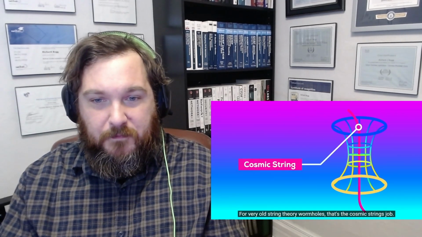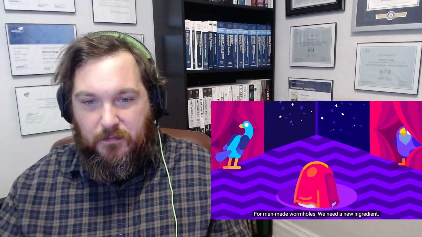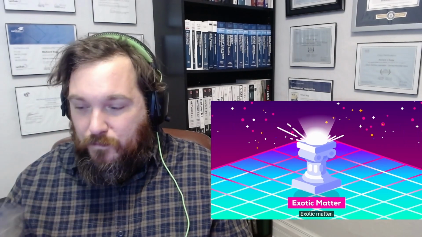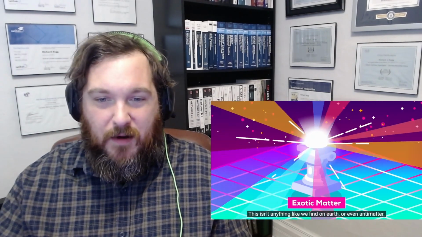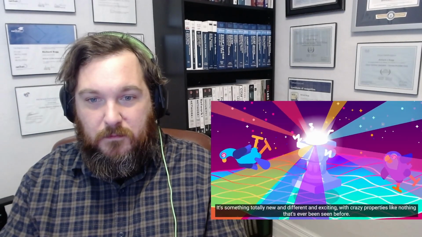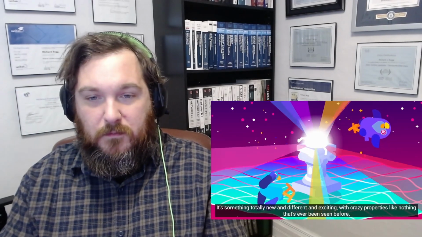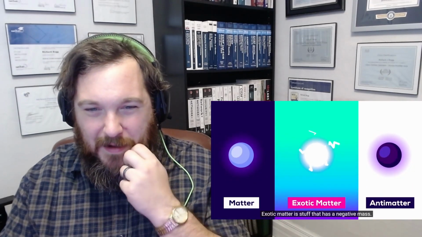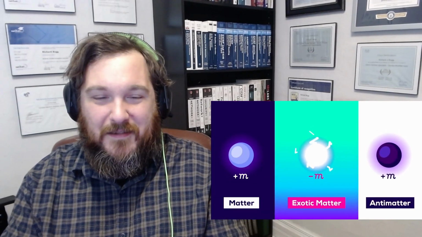Wormholes, that's the cosmic string. Or comes in, rather? For man-made wormholes, we need a new ingredient. Exotic matter. Is this exotic matter we find on Earth, or even antimatter? It's something totally new and different and exciting, with crazy properties like nothing that's ever been seen before. Exotic matter. So it probably doesn't exist.